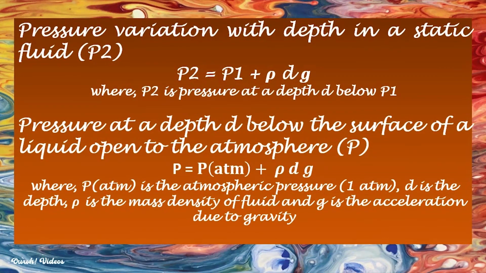Pressure variation with depth in a static fluid. It is equal to P2 = P1 + ρdg, where P2 is the pressure at a depth d below P1. Pressure at a depth d below the surface of a liquid open to the atmosphere: P = P_atm + ρdg, where P_atm is the atmospheric pressure, 1 atmosphere, d is the depth, ρ is the mass density of the fluid, and g is the acceleration due to gravity.